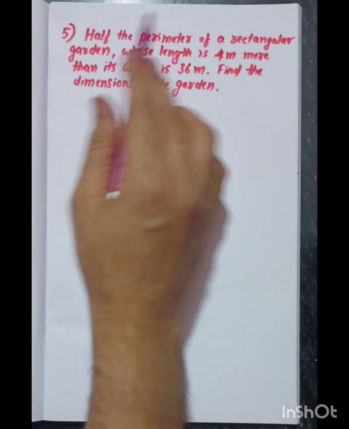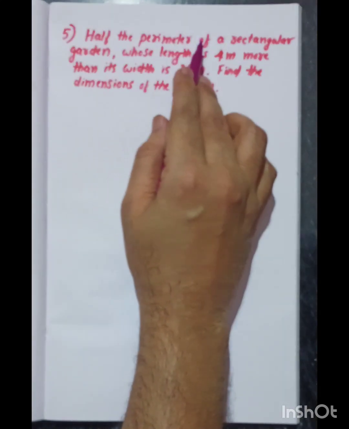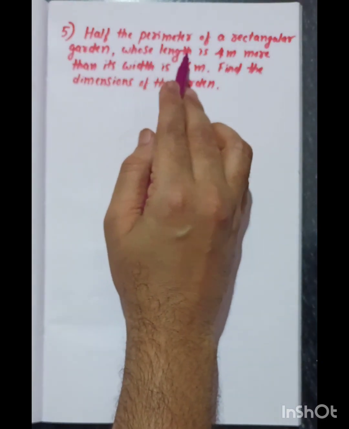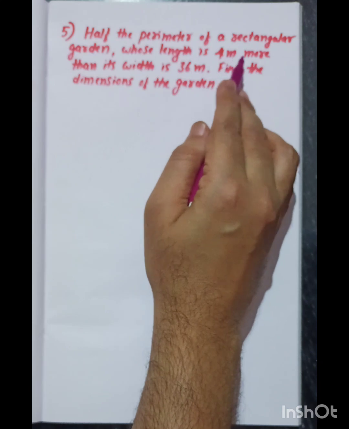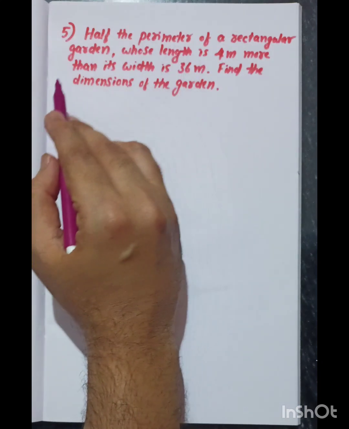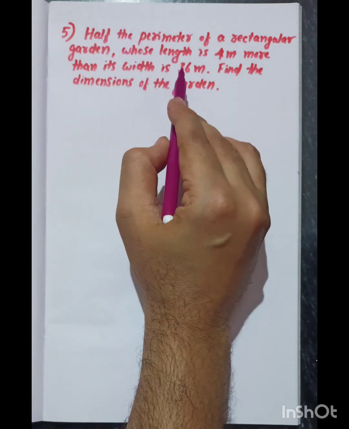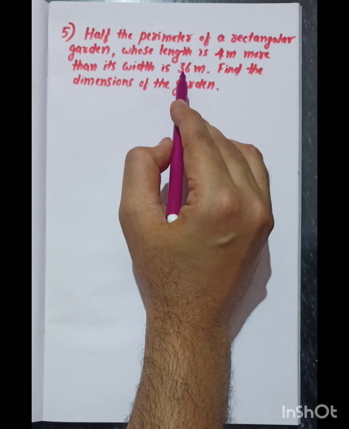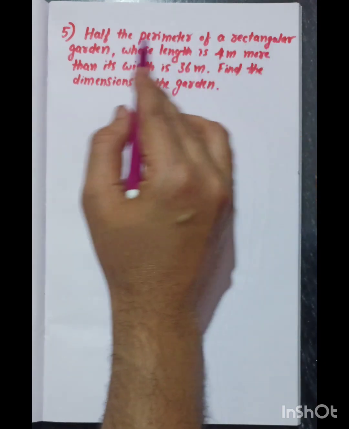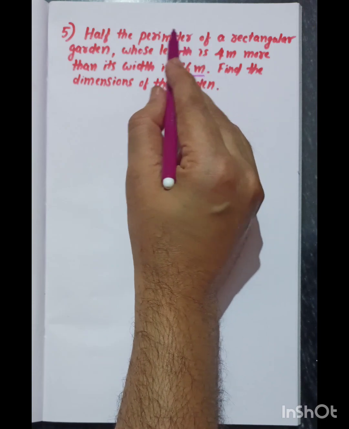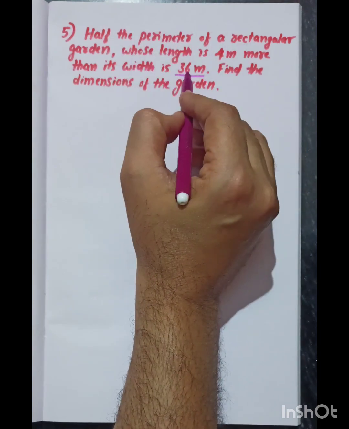Let's check the fifth problem. Half the perimeter of a rectangular garden whose length is 4 meters more than its width is 36 meters. This 36 meters is the measurement of half the perimeter of the rectangular garden.